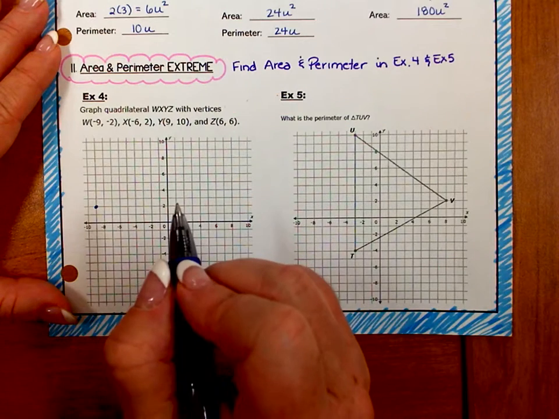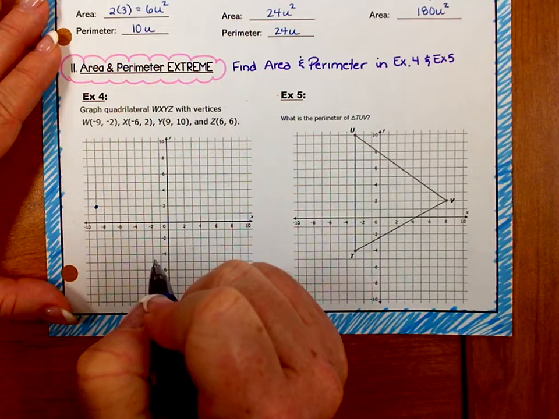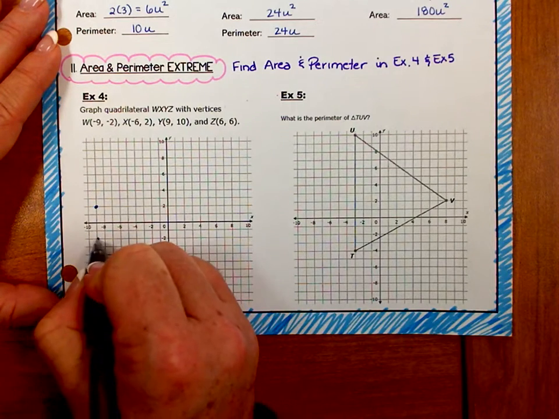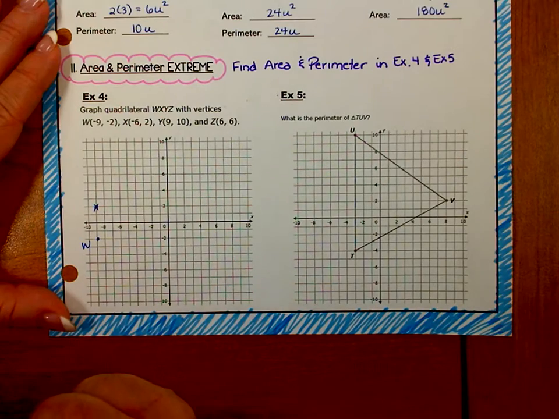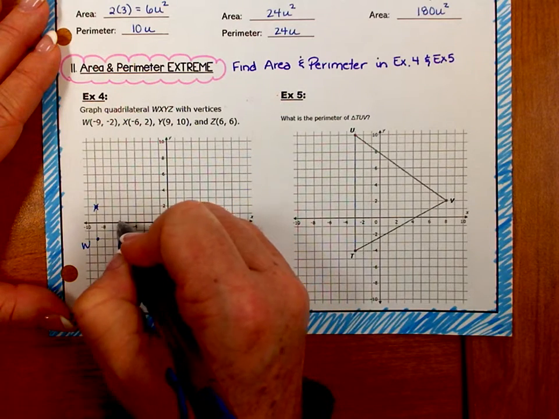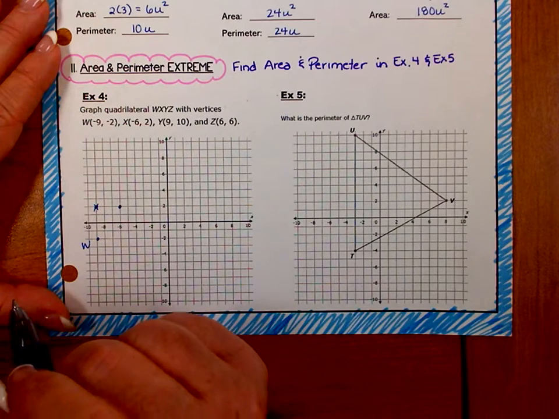No, that's not right. We don't actually want that there. We want that here, and then that's going to be W. So we don't want that point right there. Okay, -6, +2. So 2, 4, 6, +2. We want a point right there, and that's going to be X.